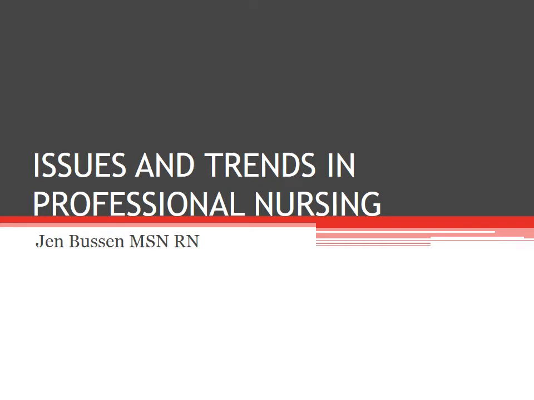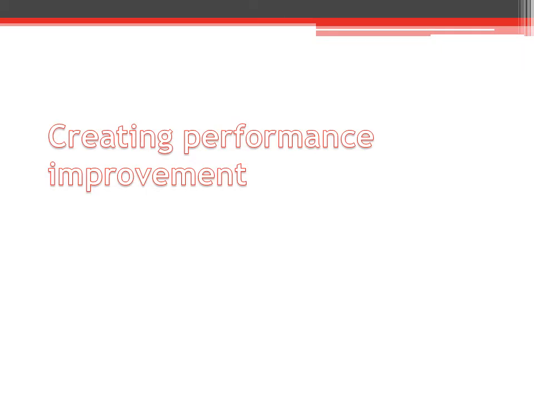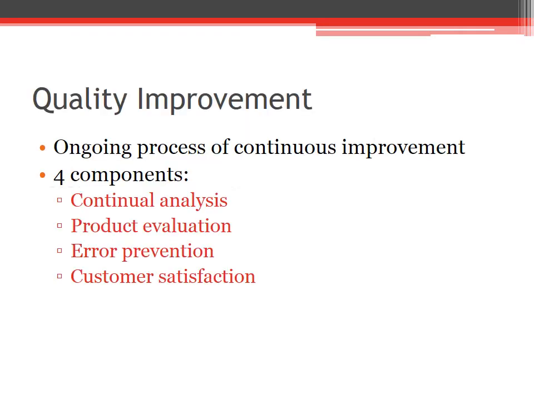Okay, let's start this final part of the issues and trends section, and on this part we are going to be focusing on performance improvement, which will involve quality improvement and quality assurance, risk management, and risk reduction. I should have just said all of that right there, but here you go, creating performance improvement. And now let's actually get it started.